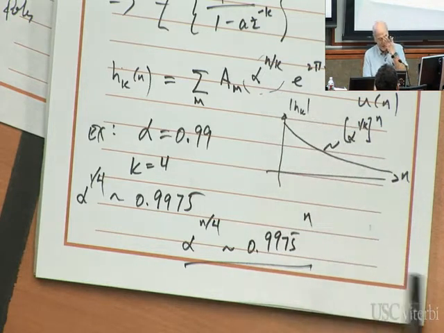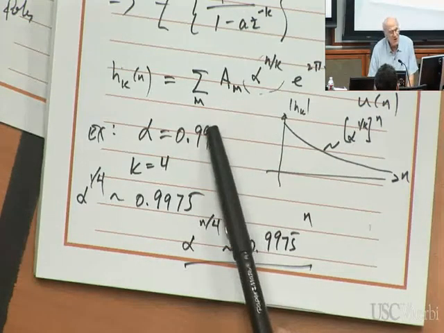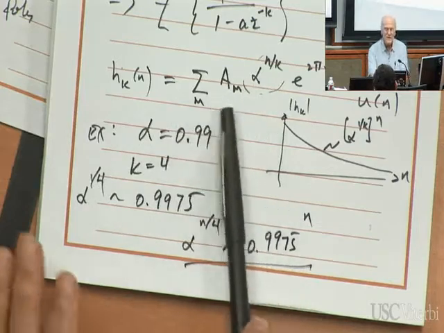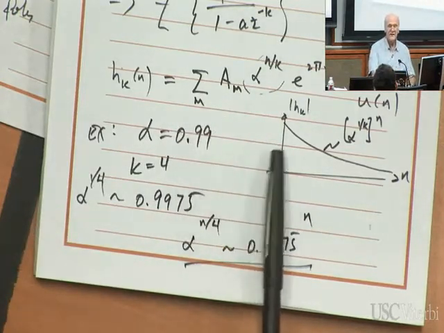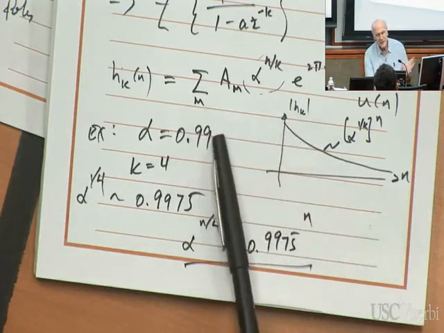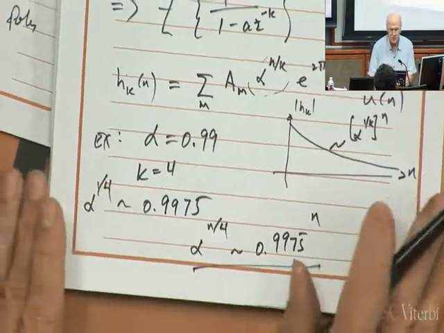Well, guess what's going on? What's happening is that I started with 0.99. Now, what happens when you take the kth root of a number? You make it closer to 1. If you have a number that's less than 1, you take its kth root, it makes it closer to 1, which you can actually see by taking logs and working with logs of that.